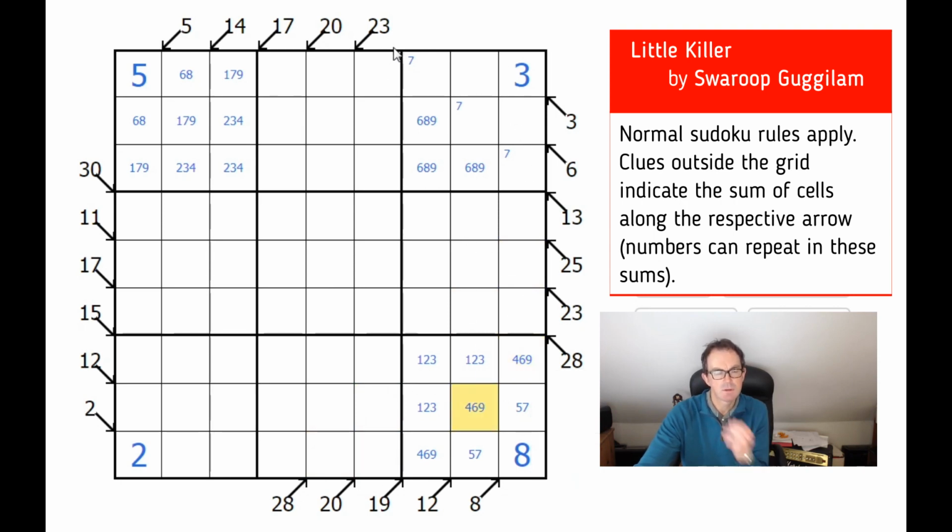Okay, this is interesting. I'm not spotting what I need to do. Ah, no, hang on, there is something. Right, so we worked out those three squares have got to add up to 16.